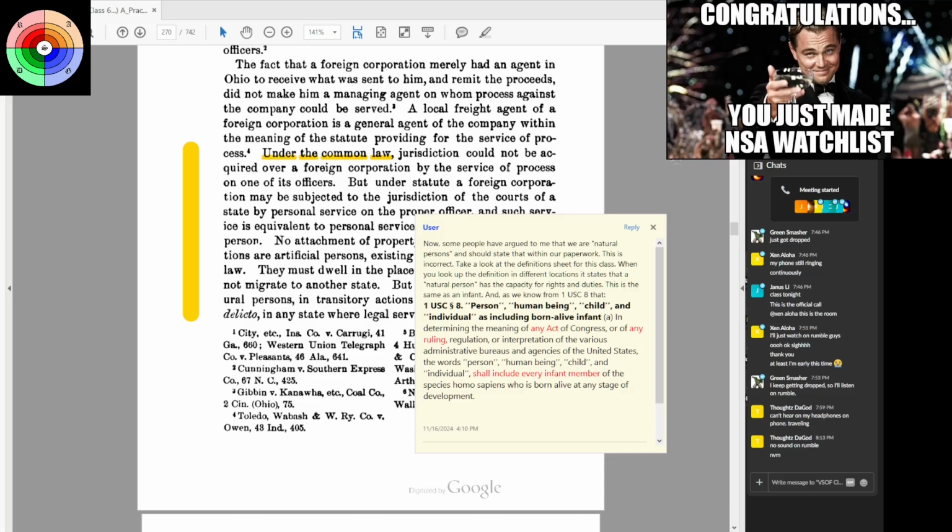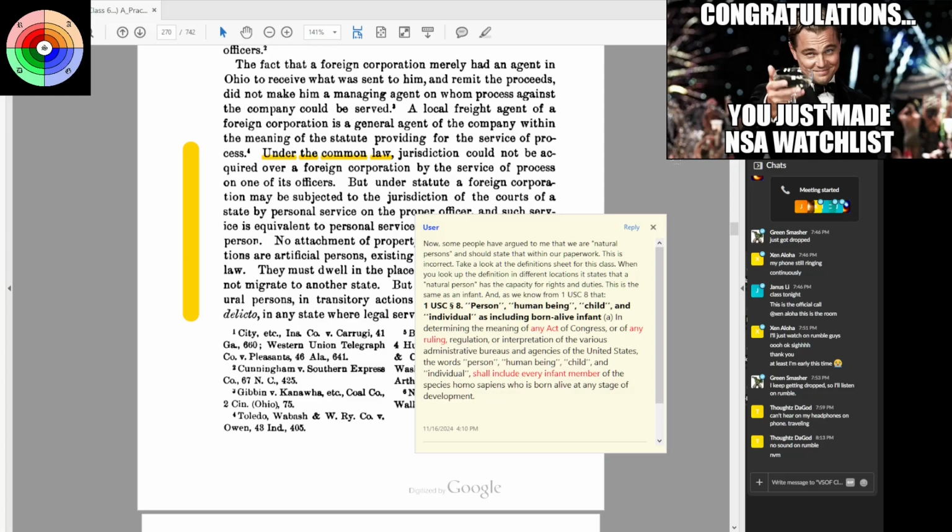Furthermore, as we know from 1 USC section 8, under the definition section, person, human being, child, and individual, including born alive infant. In determining the meaning of any act of Congress or of any ruling, regulation, or interpretation of the various administrative bureaus and agencies of the United States, the words person, human being, child, and individual shall include what? Every infant member of the species Homo sapiens who is born alive at any stage of development.